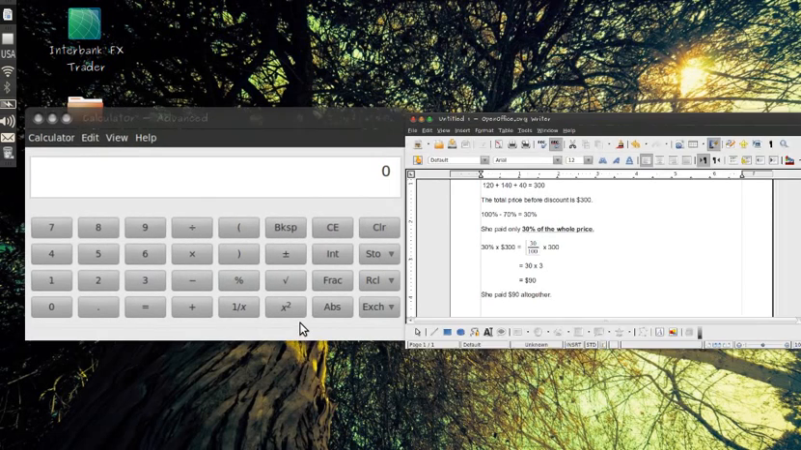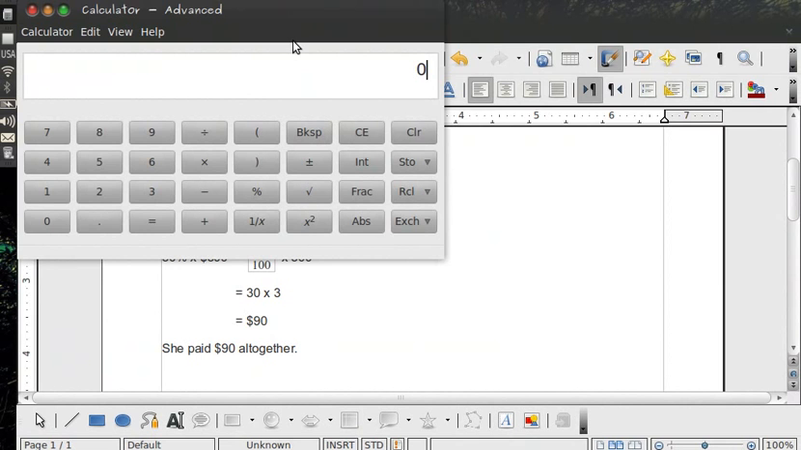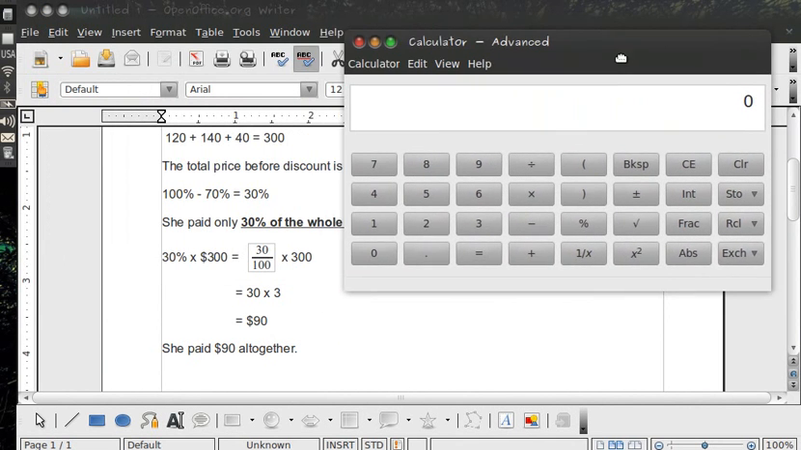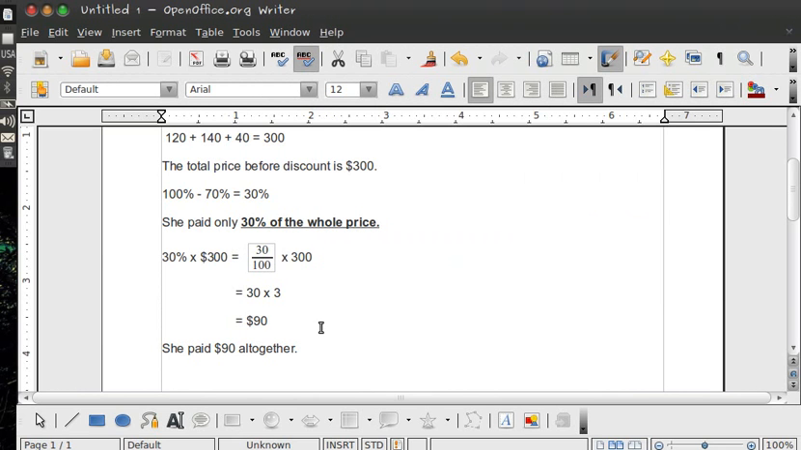If you have a calculator and you're allowed to use one, then it's much simpler. All you need to do is take 300 multiply by 30, put the percentage sign, and press equal, and you have 90, the same answer. But in this case, we are not allowed to use a calculator.